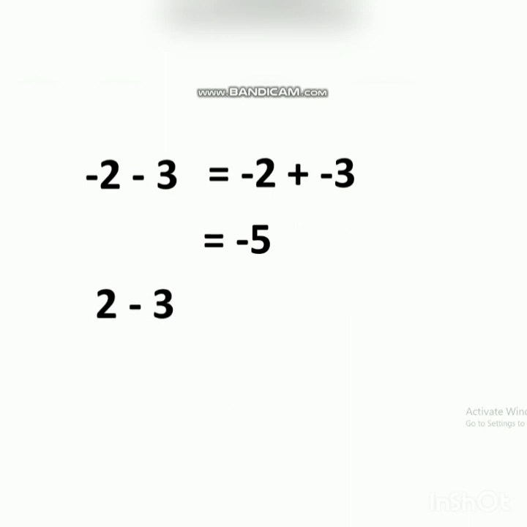If you are given 2 minus 3, we can rewrite it as 2 plus -3. So we have two numbers with different signs. Subtract them and put the sign of the greatest number. The difference between 2 and 3 is 1, and the sign of the greatest number, that is 3, is negative. So the answer is -1.